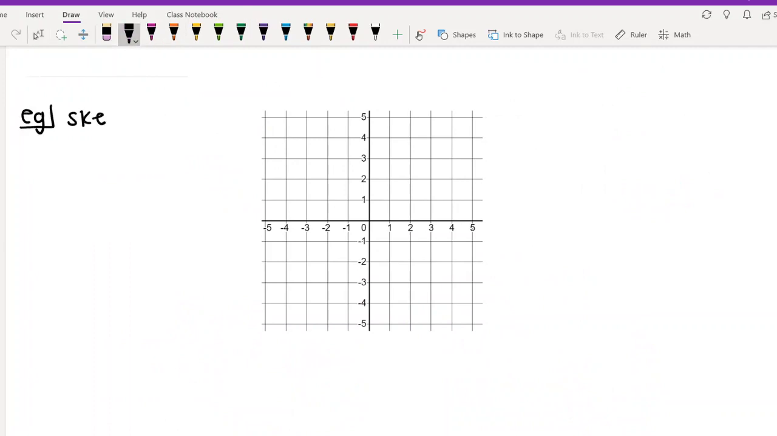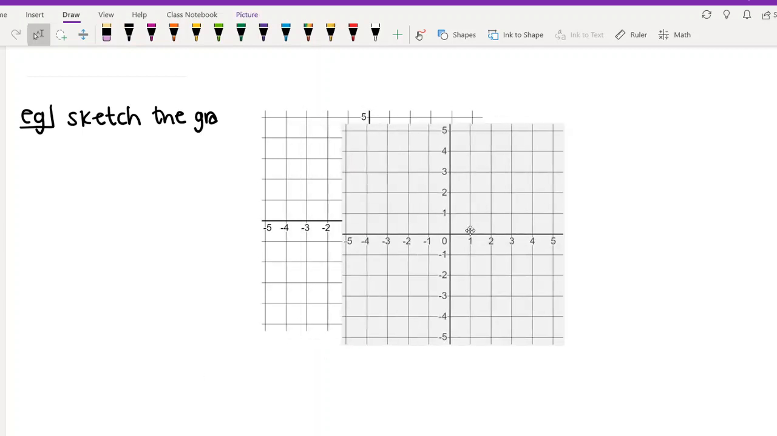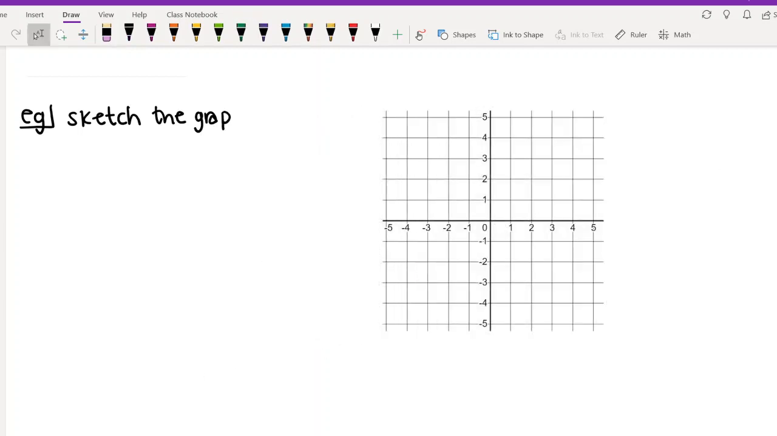So we're going to sketch the graph of x squared over 9 plus y squared over 16 is equal to 1. So basically, we want to look at these two denominators and rewrite them as something squared in order to figure out what our graph is going to look like.